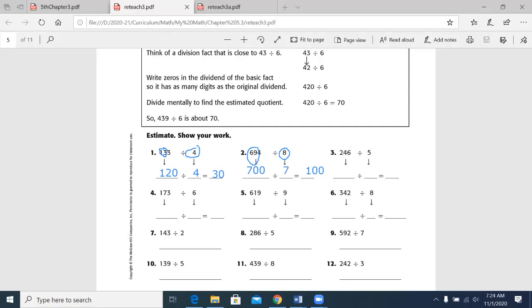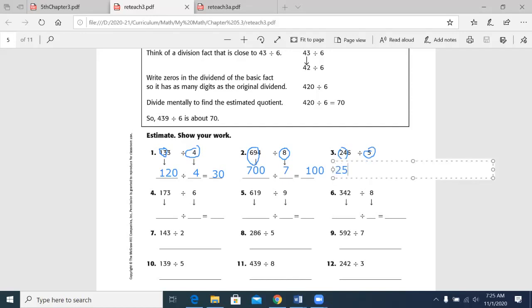Sometimes there is more than one possible answer. Let's go ahead and do number 3 together. 246. Let's circle the 24. Let's circle the 5. So I need something over here that 5 will go into easily. And I happen to remember my multiples of 5 are 5, 10, 15, 20, 25, 30. So I had the 25.